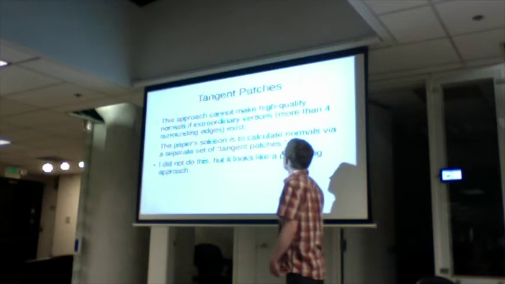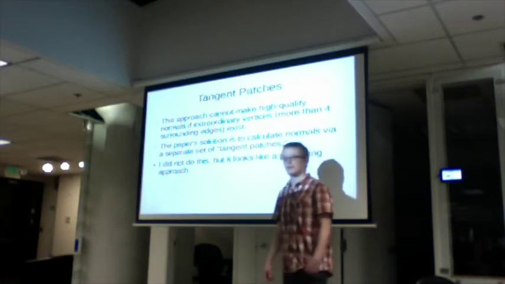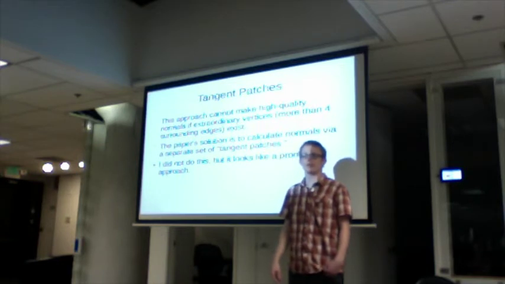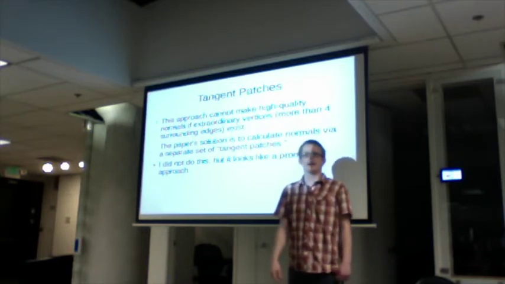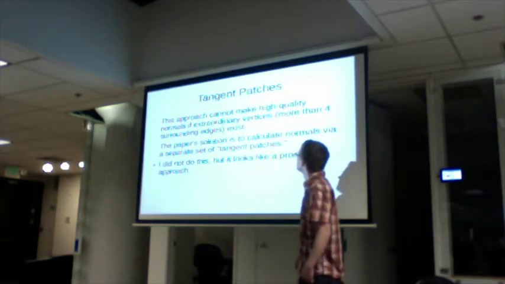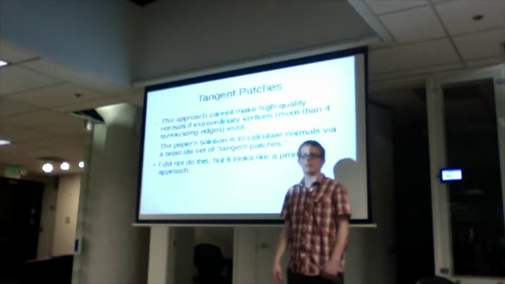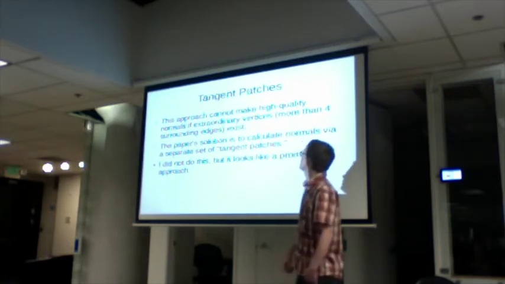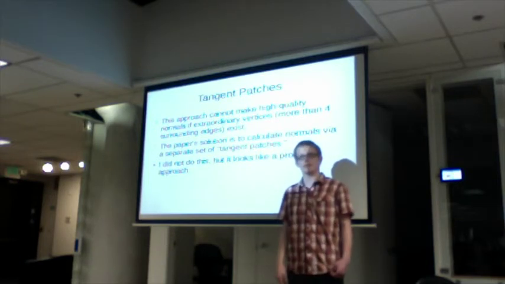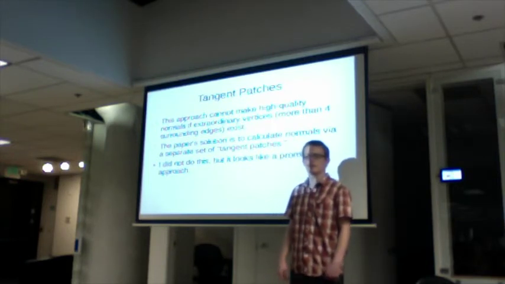Now this does have problems in that it doesn't create good normals around extraordinary vertices. I did not implement the author's solution, which sounds kind of neat. They basically make special two-dimensional normal patches that they call tangent patches. But I didn't do that because I didn't really need it for my purposes.